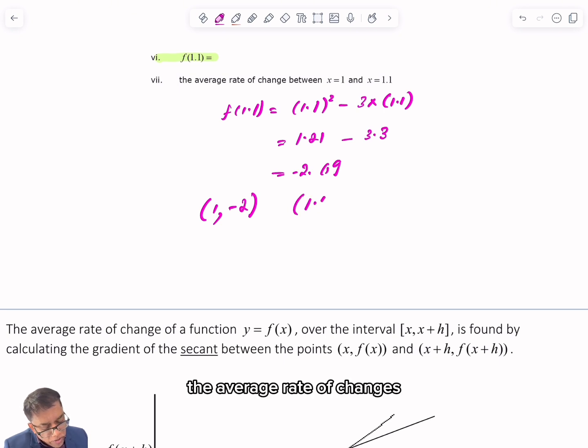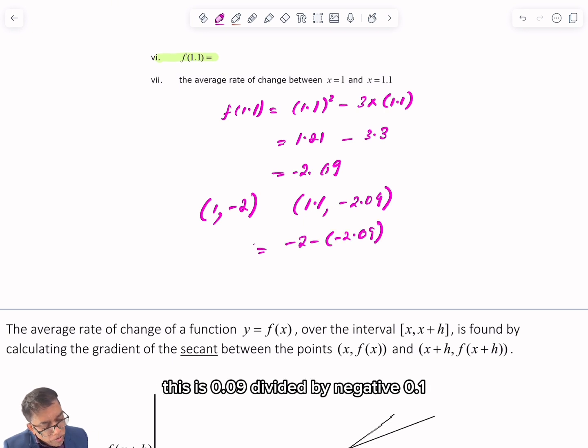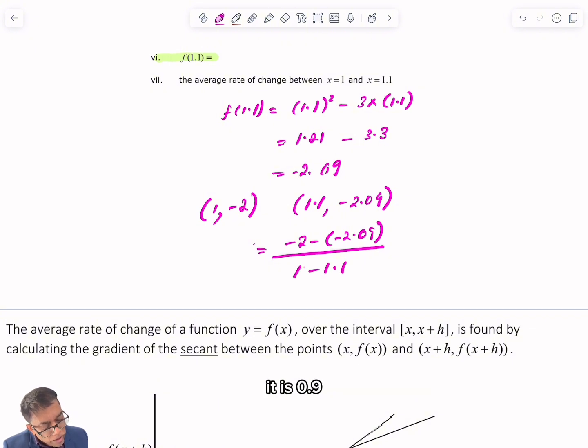The average rate of change is negative 2 minus 0.209 divided by 1 minus 1.1. This is 0.09 divided by negative 0.1. It is 0.9. Let's go beyond.